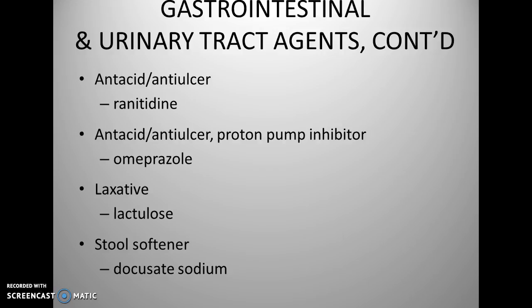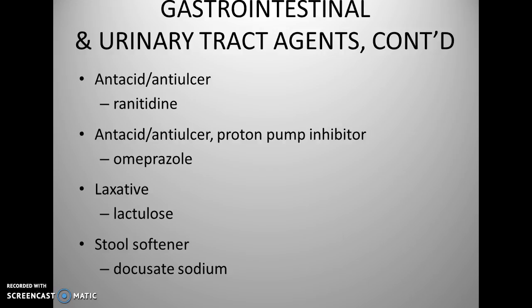And another way that this can be done is a proton pump inhibitor, an acid anti-ulcer, and a proton pump inhibitor is called omeprazole. An example of that is Prilosec, another very popular drug that you find advertised on television a lot. So omeprazole, Prilosec, is a proton pump inhibitor. It works by decreasing the amount of acid made in the stomach.